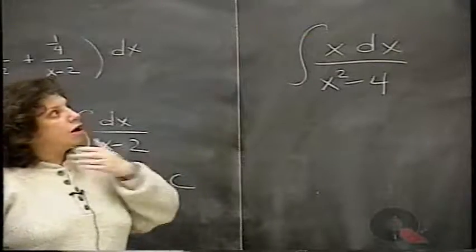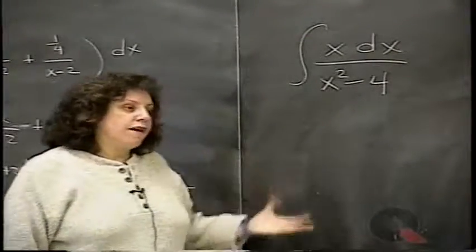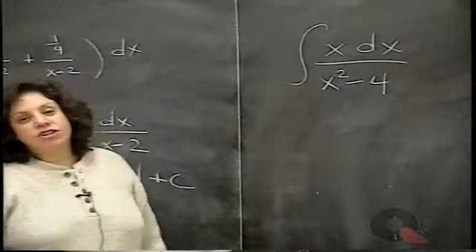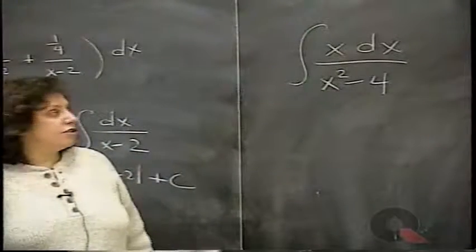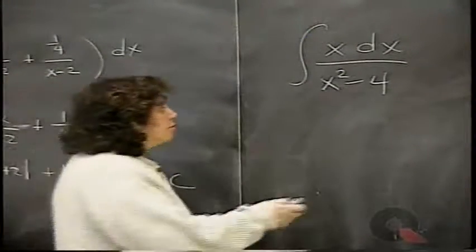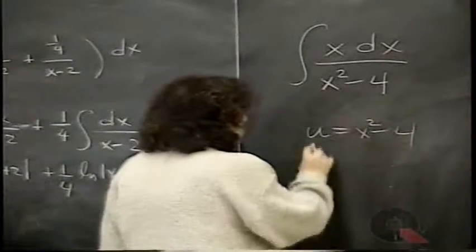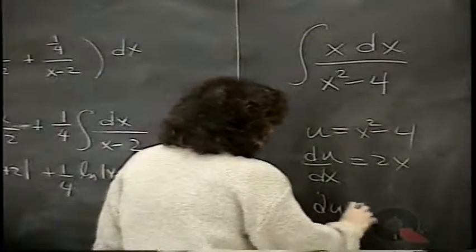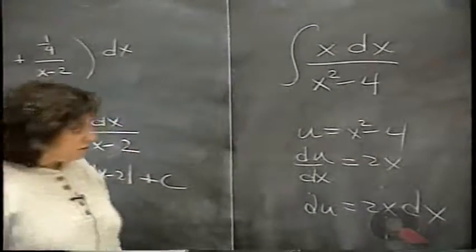Before you approach the problem by any of the techniques of integration, partial fractions, integration by parts, trig substitution, whatever, you should first check to see, is the problem in basic form? Is it one of your standard integrals that you're supposed to know? And this, of course, is. Okay? If u is x squared minus 4, du dx is 2x, du is 2x dx. And this is almost in the form du over u.